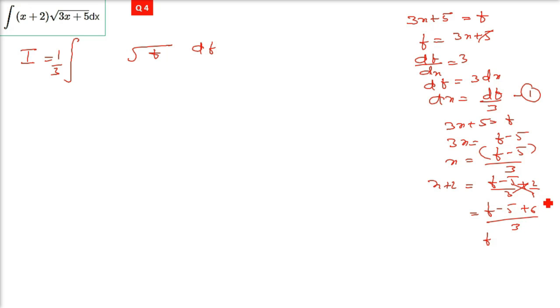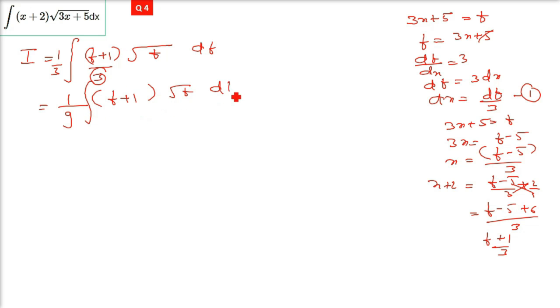And this again will give us some more benefits. So this is t plus 1 by 3, divided by 3. So this 3 goes here, 1 by 9, t plus 1. So t plus 1 multiplied by under root t, this is inside the integration. We need to multiply this because under root t is simply t raised half. 1 by 9, I'm keeping it separate, in my bag, I'll pull it out whenever I require it. So t into under root t plus under root t with respect to dt. Integration is still going on.